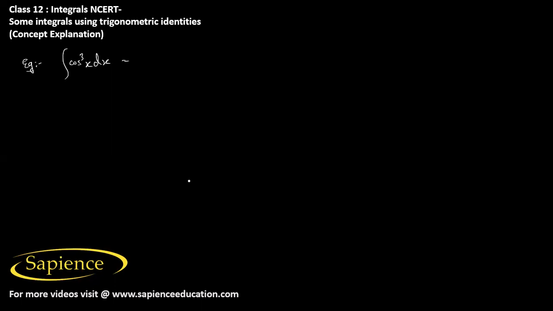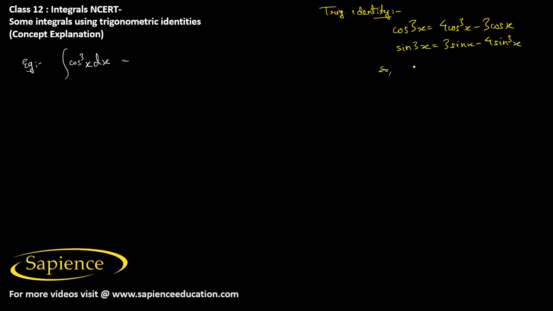So now there is one trigonometric identity which we can use here. That is, we know that cos 3x equals four cos cube x minus three cos x. And we know that sine 3x equals 3 sine x minus 4 sine cube x. So therefore this cos cube x can be written as 3 cos x plus cos 3x, whole divided by 4.